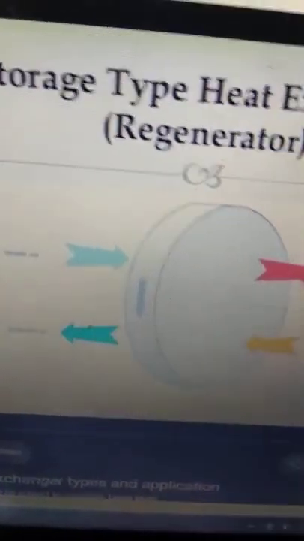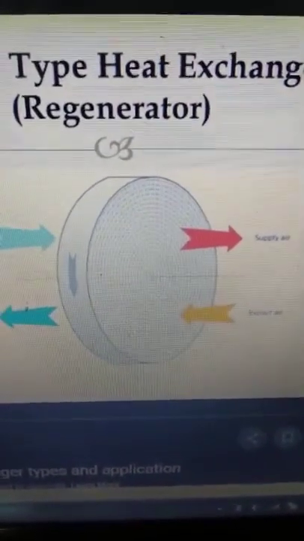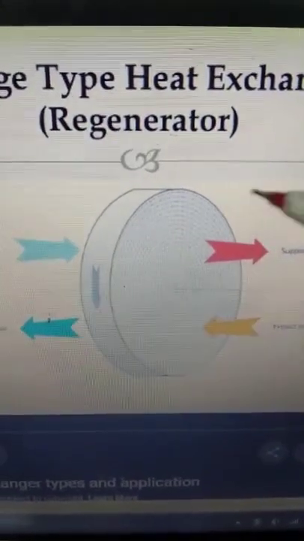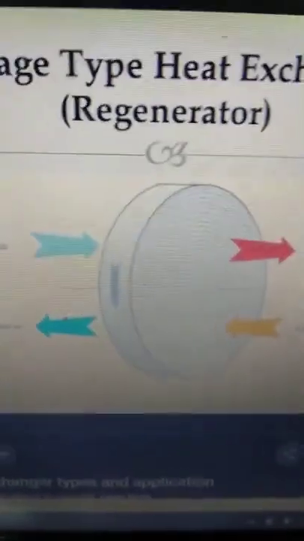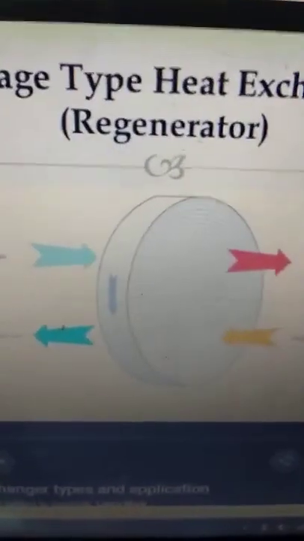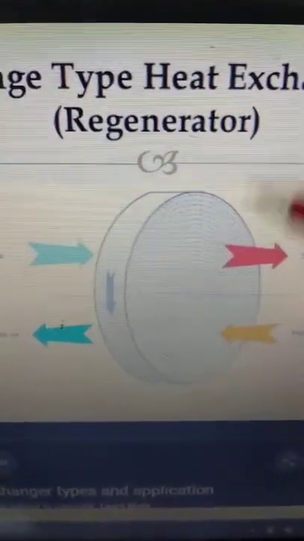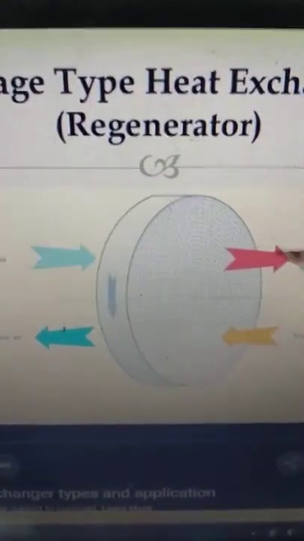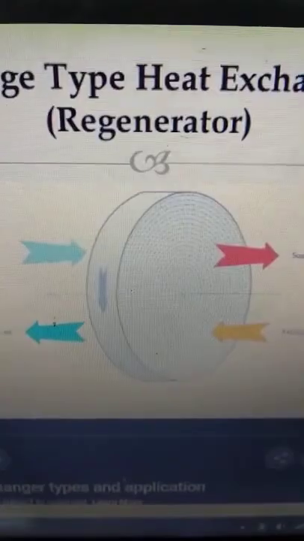You can see that this is static, and the heat is transferred through this mesh. And there is the dynamic type of heat exchanger. It consists of a rotating drum, and there is continuous flow of hot and cold fluid through the different portions of the drum, so that any portion of the drum passes periodically through the hot stream, storing heat, and then through the cold stream, rejecting this stored heat.